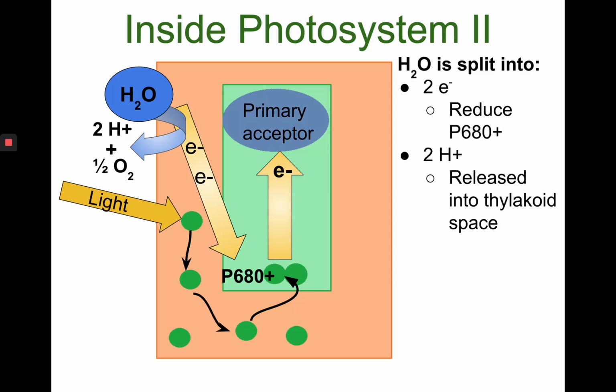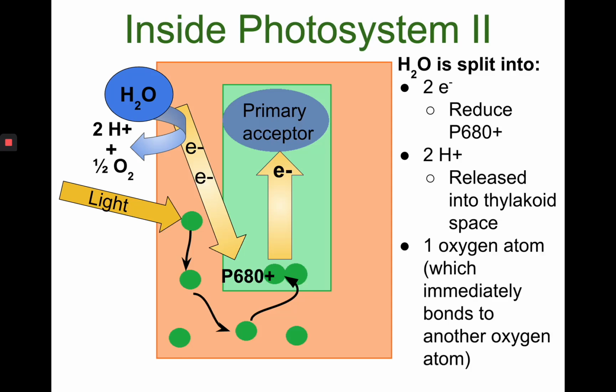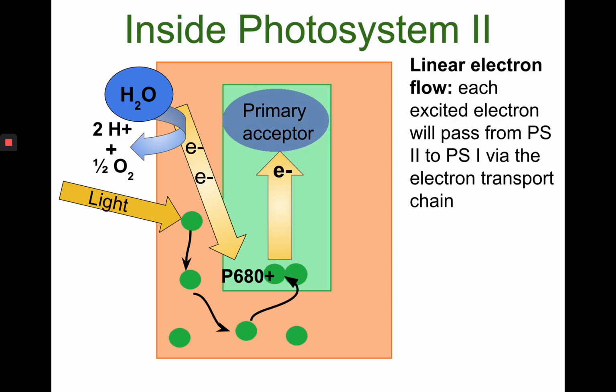Those hydrogen ions are important because they are going to be released into the thylakoid space, that inner area of the thylakoid membrane where the light-dependent reactions are taking place. That's going to be helpful in the next step in order for us to create ATP. The one oxygen atom that's produced when water is split is immediately going to bind with another oxygen atom to create oxygen gas. Then that oxygen gas can be released through the leaf's stomata and into the atmosphere.